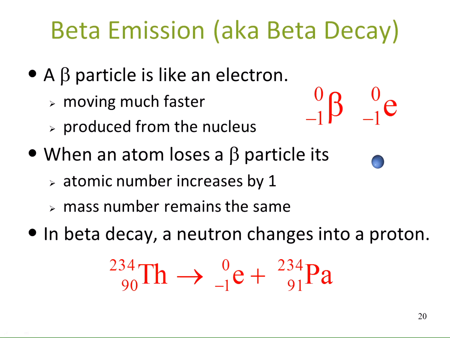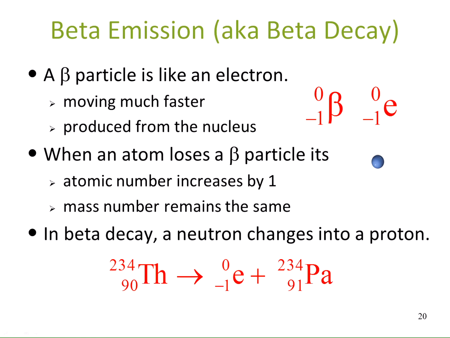A beta particle is like an electron, but it's moving much faster and it's produced from the nucleus. And again, here is our symbol for a beta particle. When an atom loses a beta particle, its atomic number increases by 1. So the number of protons increases by 1, but the mass number remains the same. If we are looking at the beta decay of thorium, a neutron changes into a proton. This is thorium-234. Thorium has 90 protons in it.